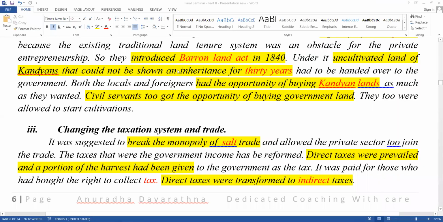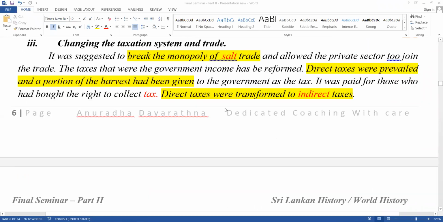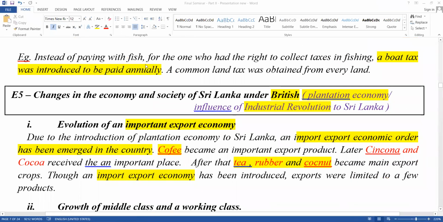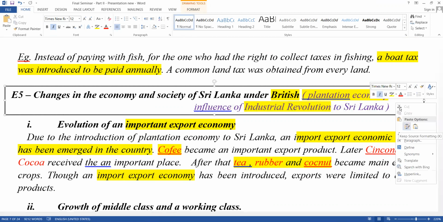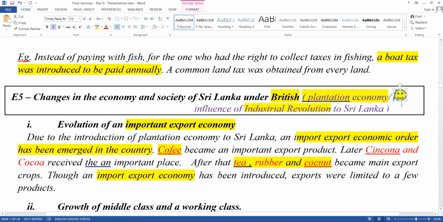All the questions and answers I have given here. I'll be showing them here. What were the past paper questions that had come? So then what you have to do is only just study. Now see the next question. Changes in the economy and the society of Sri Lanka under the British. This is also a very important question. Here once again I will put a smiley face for this question.